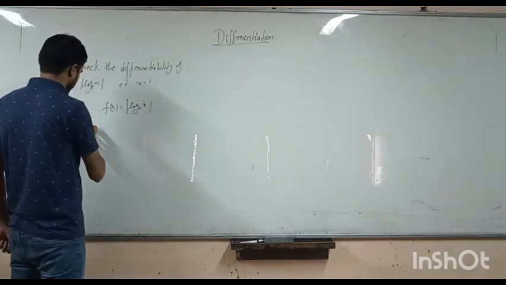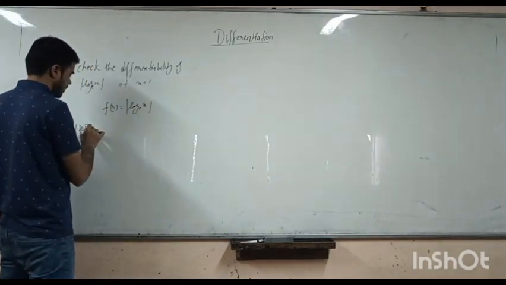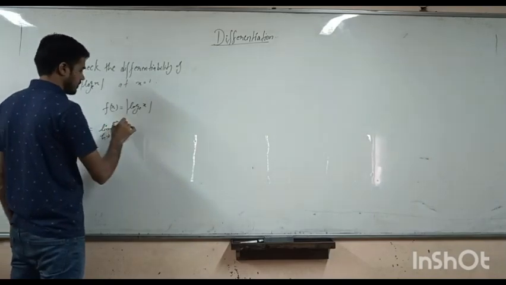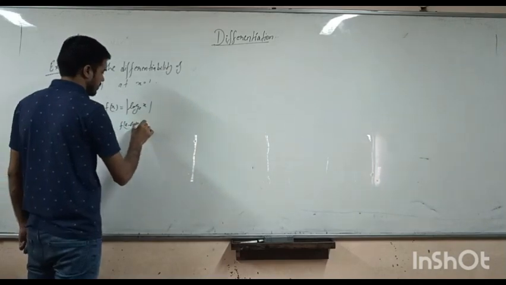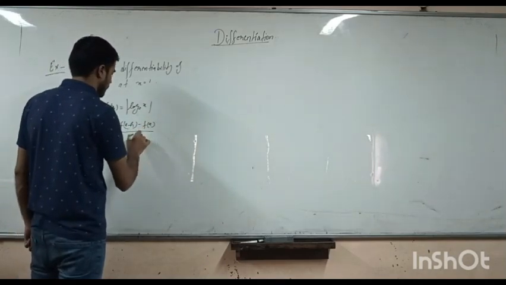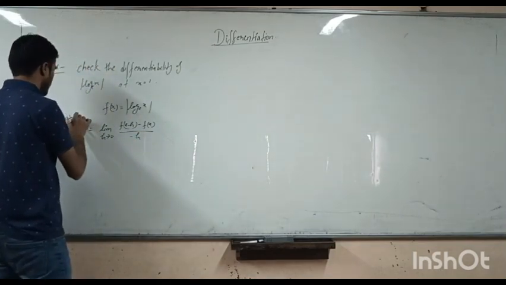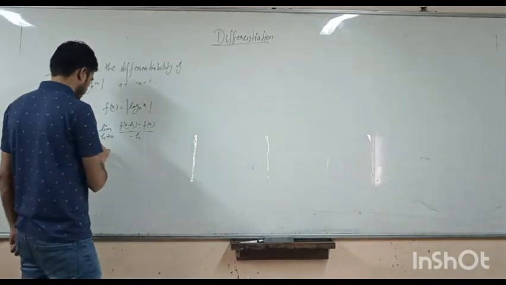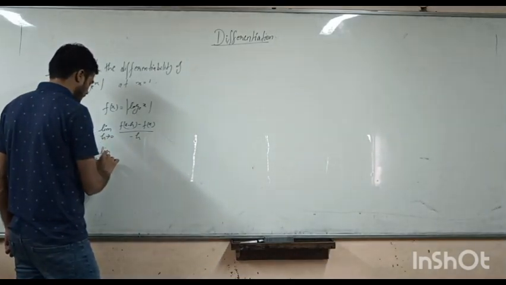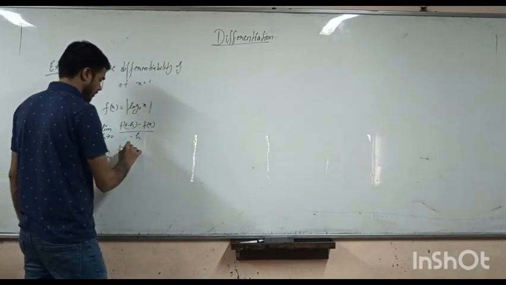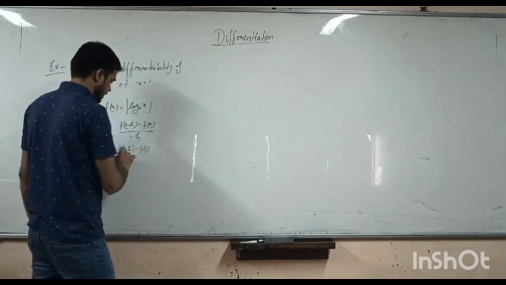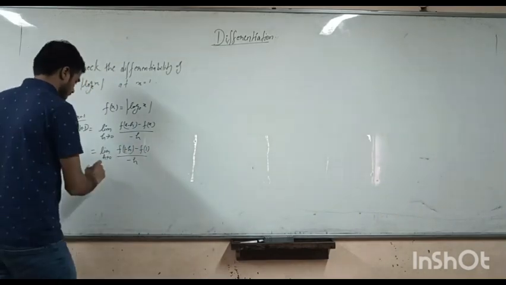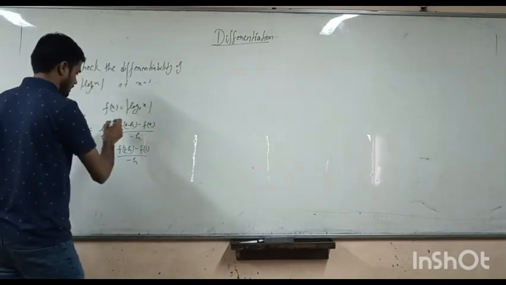So find the left hand derivative. We have read it is the limit h tends to 0 of f(a minus h) minus f(a) divided by minus h. Because we are checking at x equal to 1, we will replace a by 1. That is the limit h tends to 0 of f(1 minus h) minus f(1) divided by minus h. So we will just put it in the function.